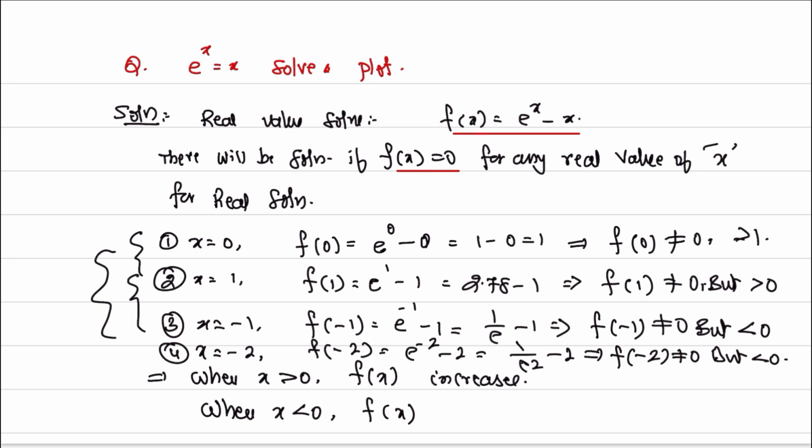The function x value is decreasing because it is gaining negative values. When x is greater than 0, function x is increasing, it is gaining positive values. But at x is equal to 0, function x is not equal to 0. Please try to understand this concept.